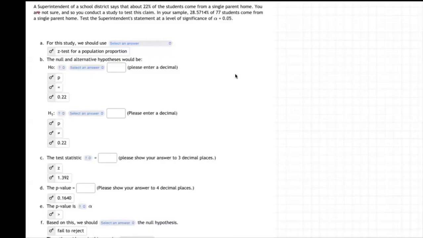Okay, so on this question, it says a superintendent of a school district says that about 22% of the students come from a single parent home. You are not sure, and so you conduct a study to test this claim. In your sample, 28.5714% of 77 students come from a single parent home. Test the superintendent's statement at a level of significance of alpha 0.05.